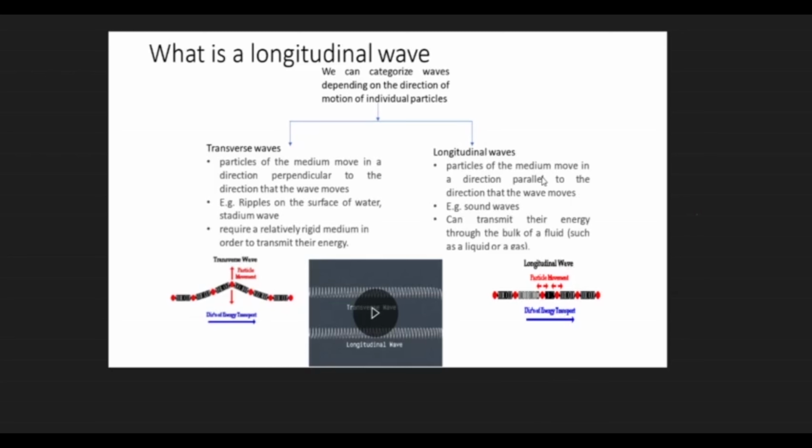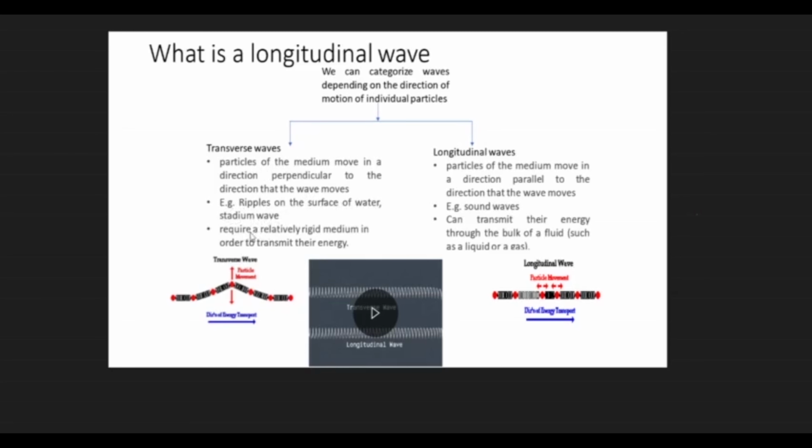So what is a longitudinal wave? We can also categorize waves depending on the direction of the motion of the particles. They are divided into transverse waves and longitudinal waves. So the particles in transverse waves move perpendicular to the motion of the wave. A few examples of transverse waves are ripples on the surface of water and the Mexican stadium wave.